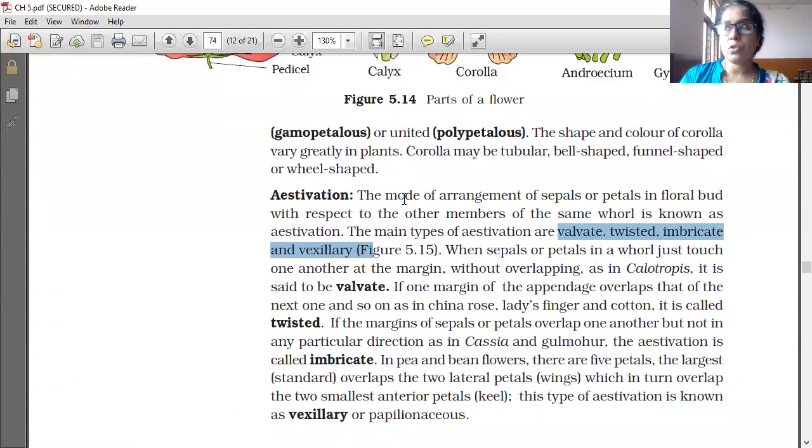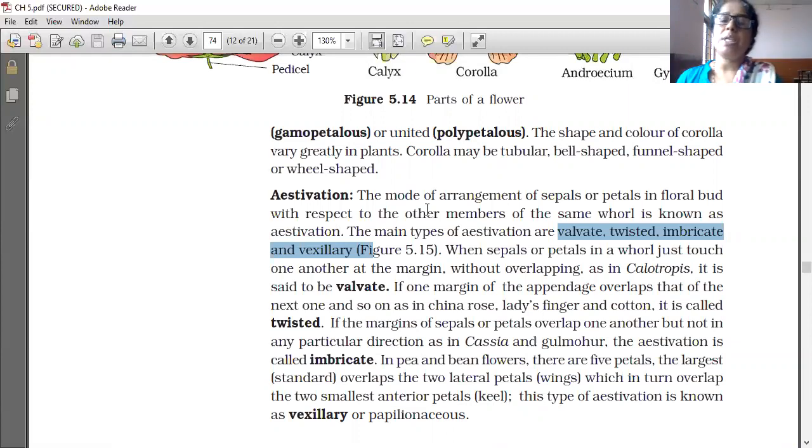So estivation is also an important topic. The mode of arrangement of sepals or petals in a floral bud with respect to the other members of the same whorl is known as estivation. It can be sepal or petal, but petals are large in size and colored, so it can be easily seen in petals. The main types of estivation are valvate, twisted, imbricate and vexillary.